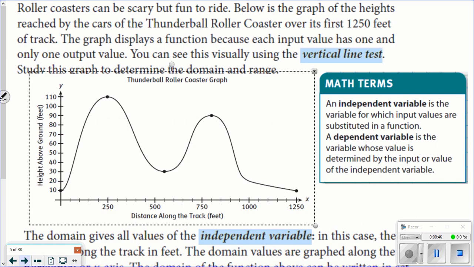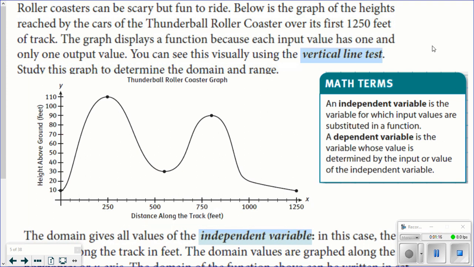Roller coasters can be scary but fun to ride. Below is the graph of the heights reached by the cars of the Thunderball roller coaster over its first 1,250 feet of the track. The graph displays a function because each input value has one and only one output value. You can see this visually by using the vertical line test. Study this graph to determine the domain and range.